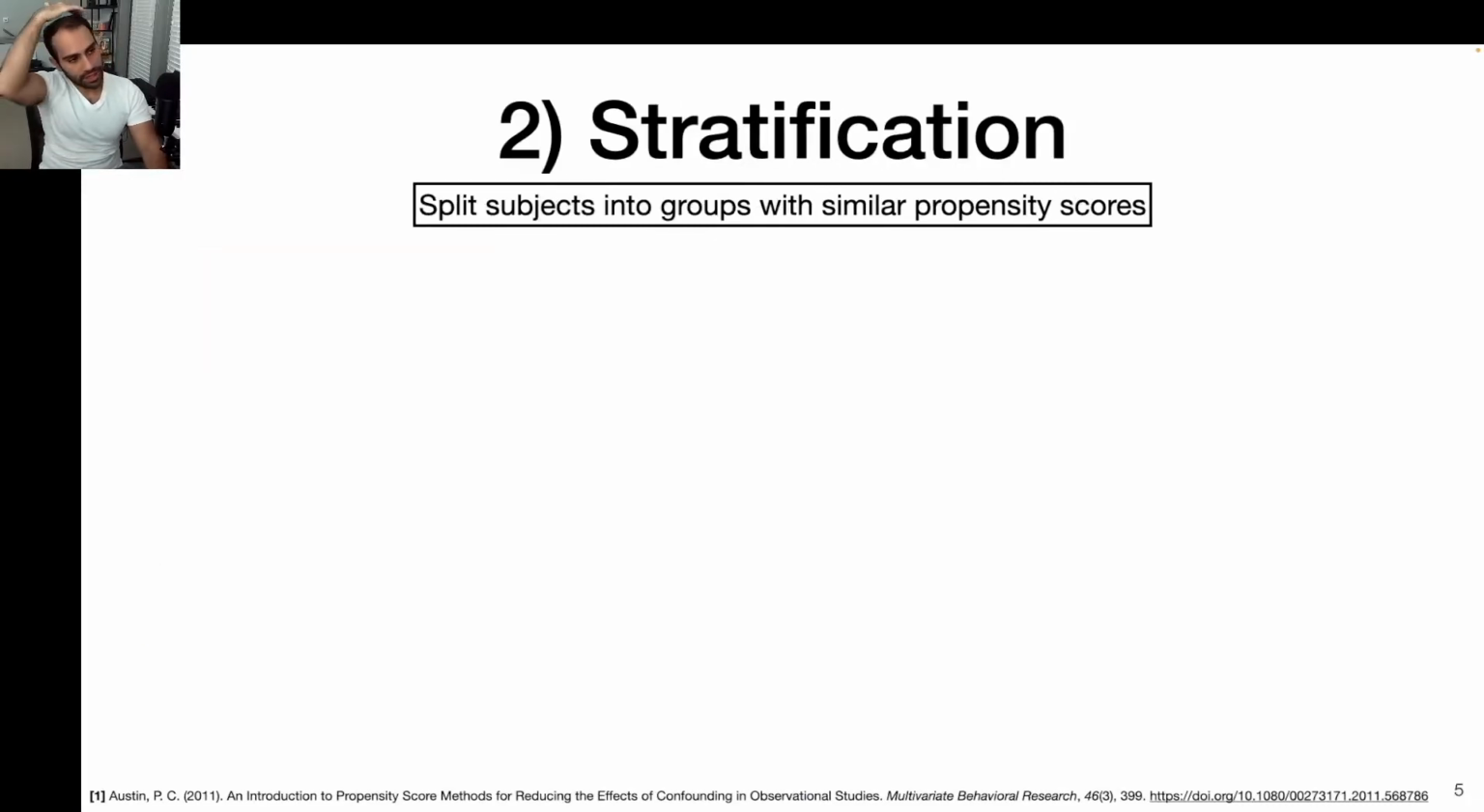So we'll move on to stratification. So in stratification, we split subjects into groups with similar propensity scores.